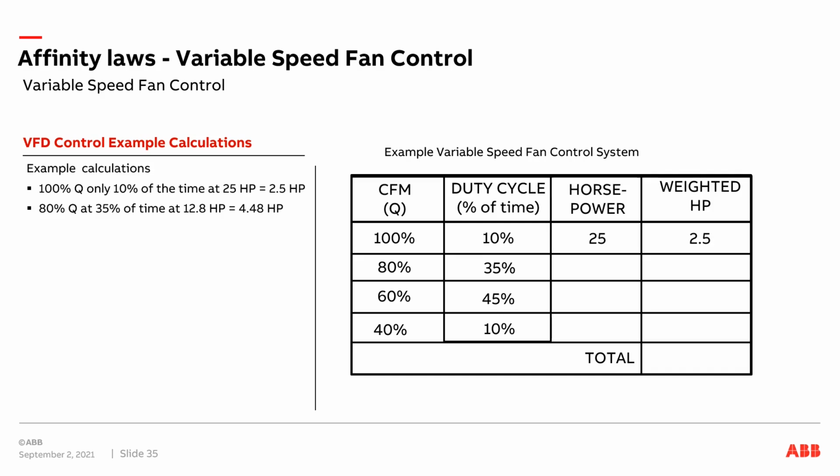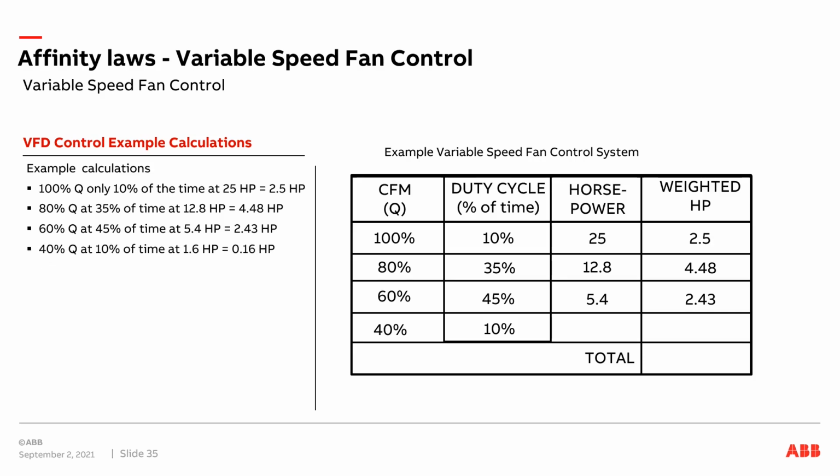At 80% of flow, 35% of the time, our new horsepower being loaded down by the fan, because we've slowed the fan down and changed the RPM of the fan, is 12.8 horsepower, which gives us, at 35% of the time, a weighted horsepower of 4.48 horsepower. At 60% flow, 45% of the time, we're at 5.4 horsepower because we've slowed down the fan even more. And at 45% of the time, 5.4 horsepower equals 2.43 horsepower. Then at 40% flow, 10% of the time, and we're only demanding 1.6 horsepower, we end up with 0.16 horsepower.